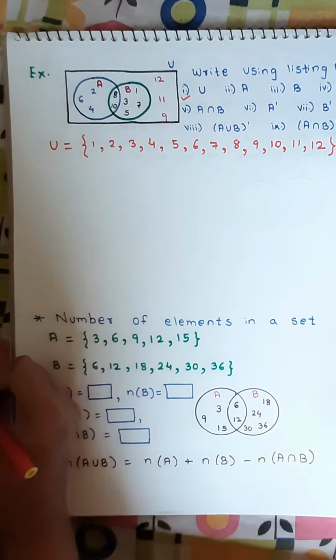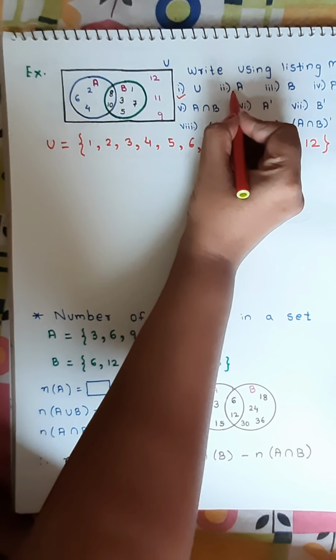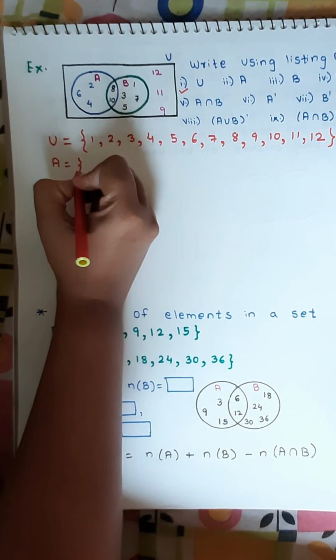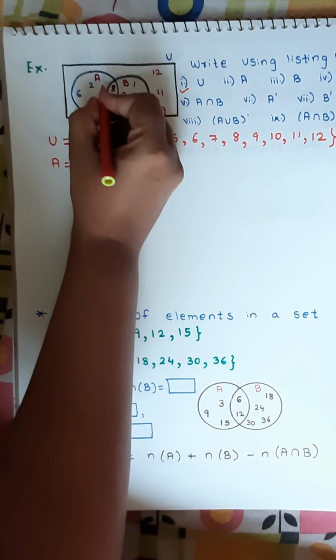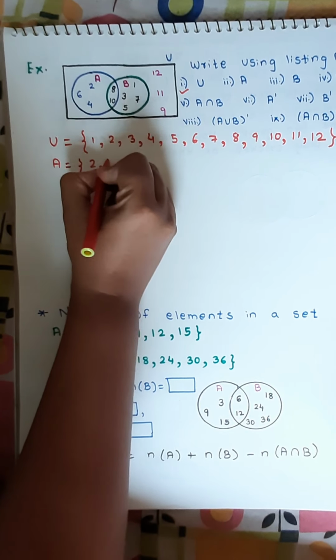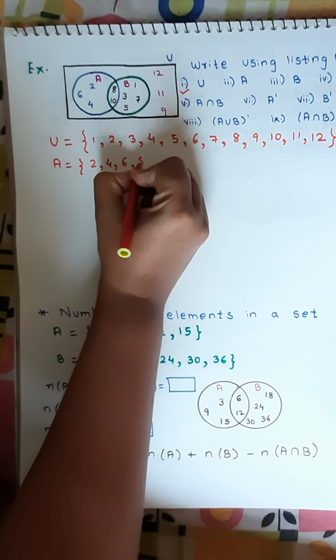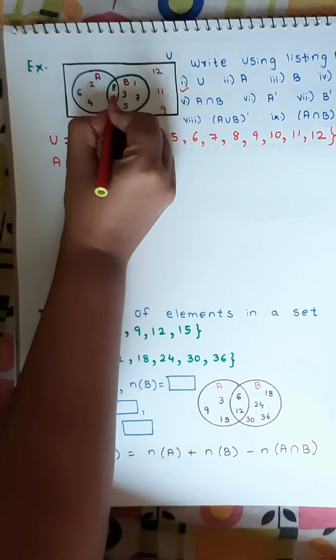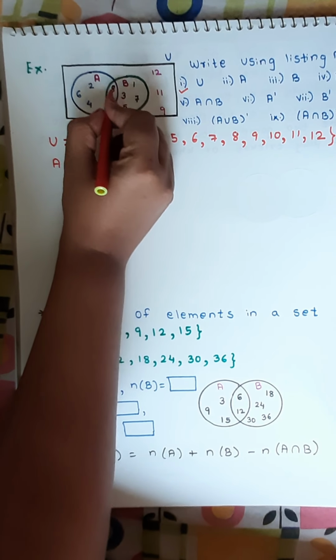This is done. Next we have to write the set A. Then A is equal to, you just write these numbers: 2, 4, 6, 8 and 10. See, this is the set A. Include 8 and 10 as well, because they are also common.